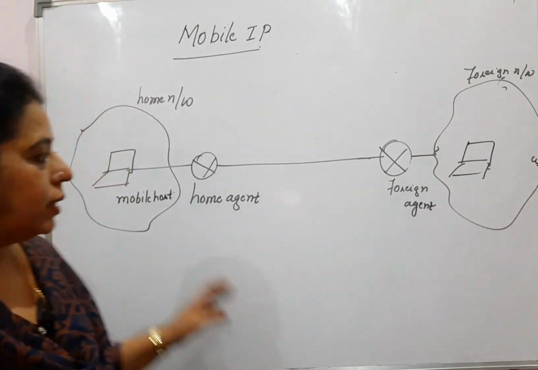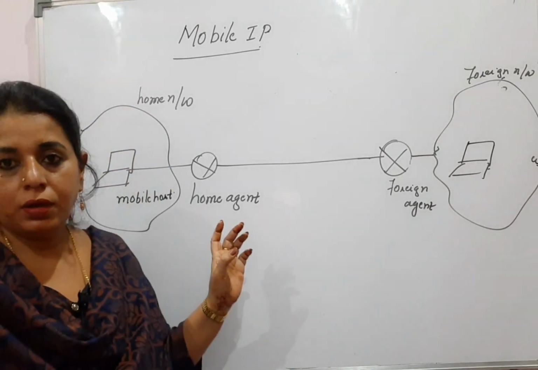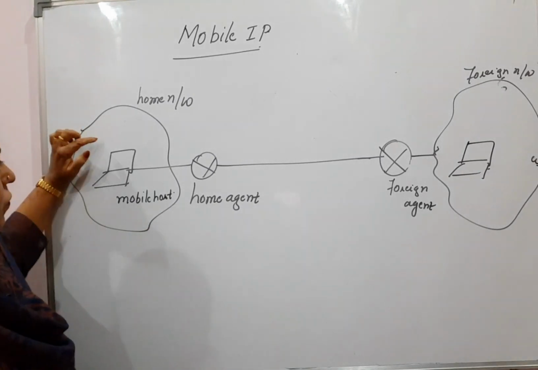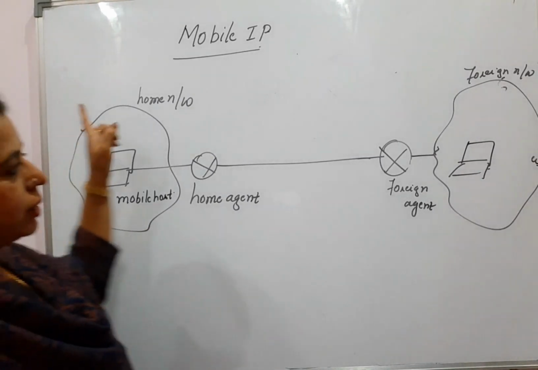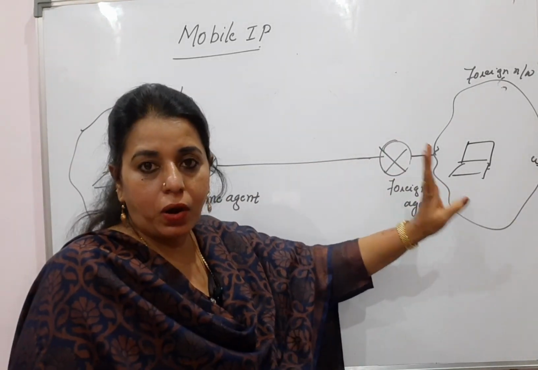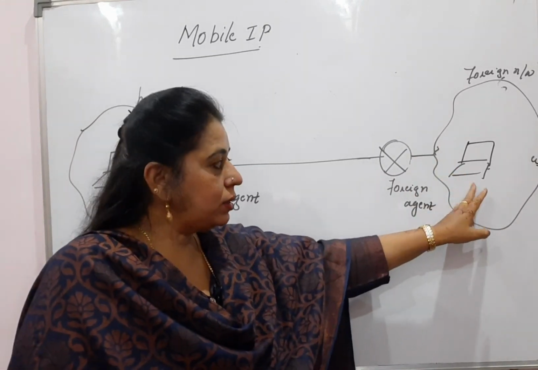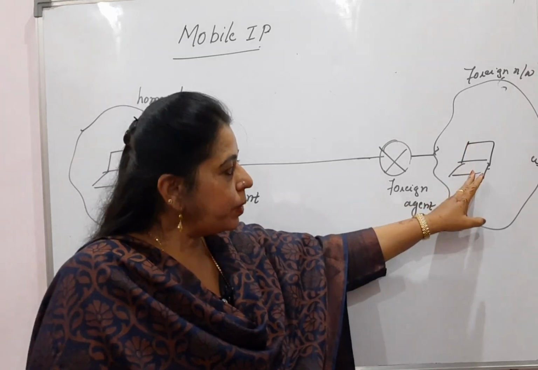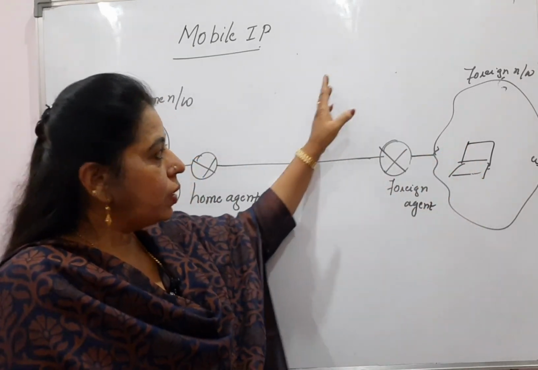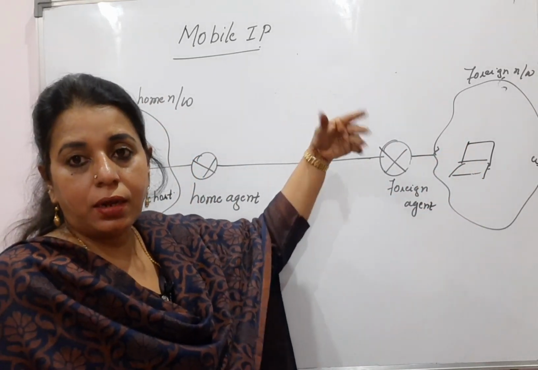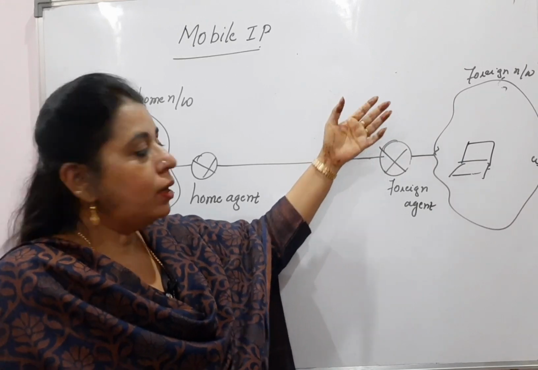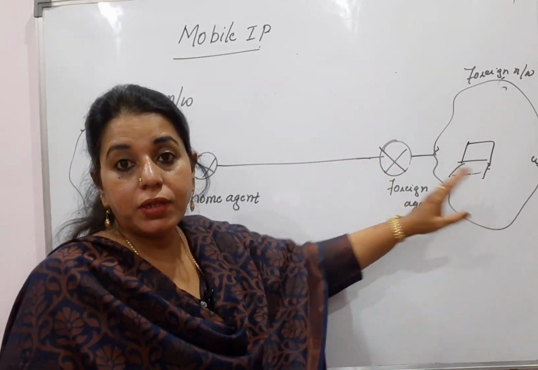So here let us see the concept of mobile IP. First and foremost thing, when the mobile host has traveled to a foreign network, it got another address. So that means two addresses are there now with this host. Then this particular host has to communicate with other remote nodes, and the remote nodes have to communicate with this host.